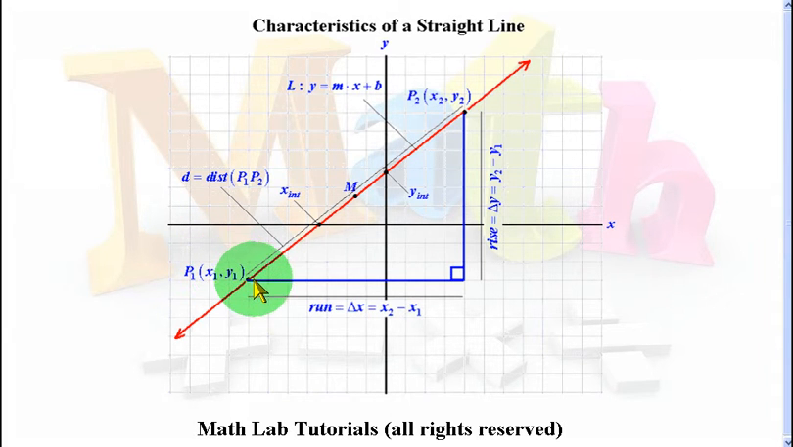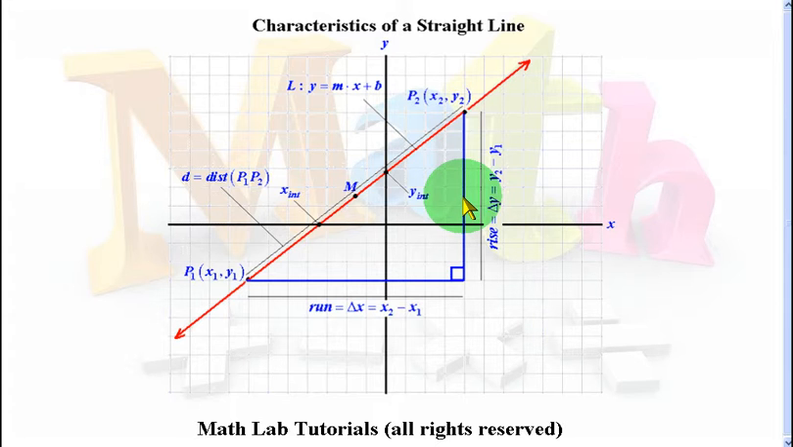The run over here is the horizontal distance from P1 to P2. We use delta x to indicate the run, and it's x2 minus x1. The rise is the vertical distance from P1 to P2. There it is right there. We call it delta y, and it's y2 minus y1. The midpoint of the horizontal line segment here is x1 plus x2 divided by 2. And the midpoint of this vertical segment here is y1 plus y2 divided by 2.